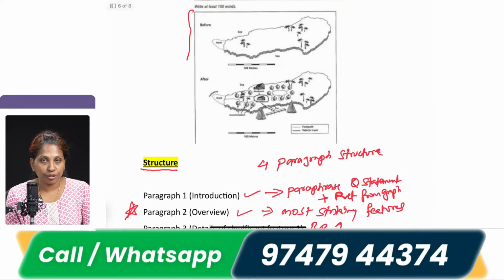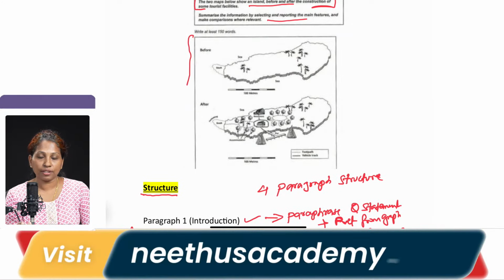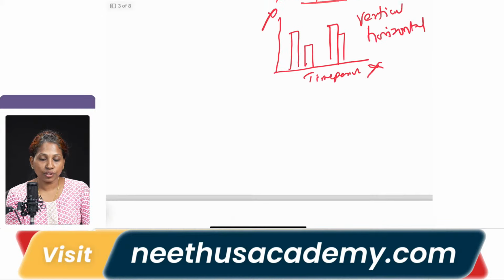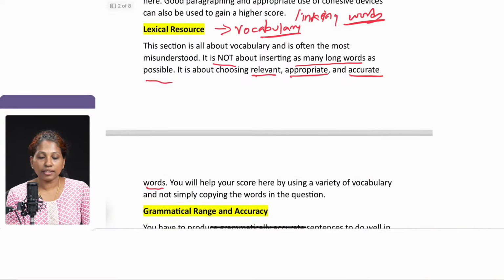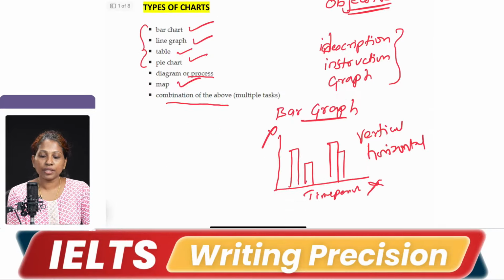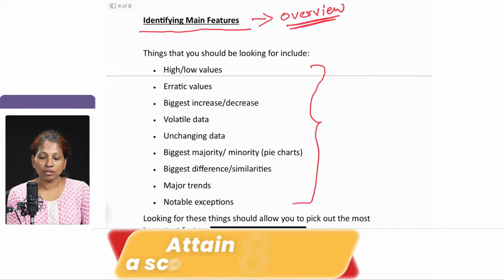Okay. These are the types of diagrams for which you have to write a report, and then the rubrics. I gave an overview of that. Please do have a look at it, and then after that the word count and minutes. Okay. So this is what it was about.